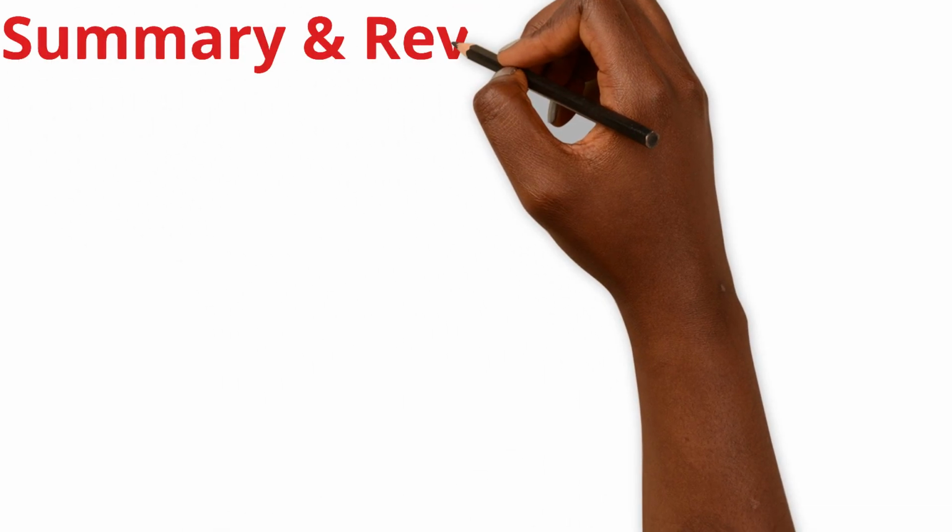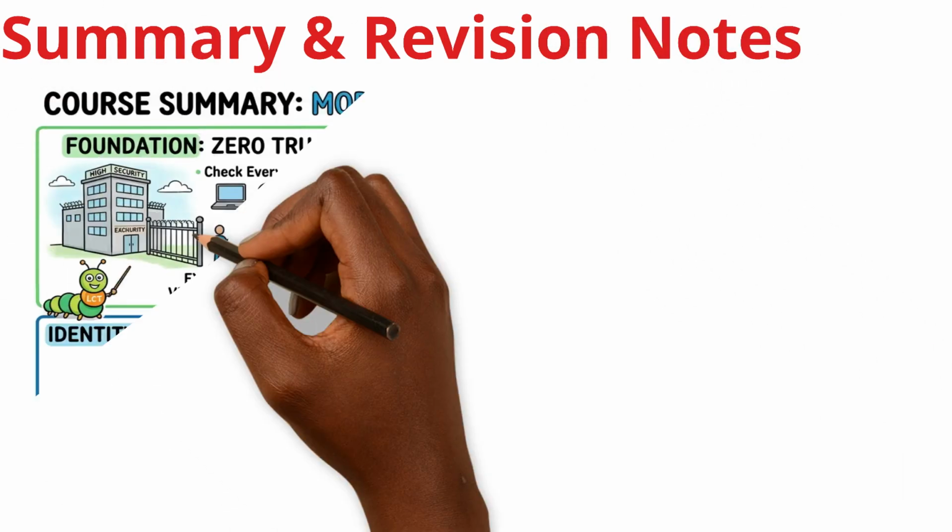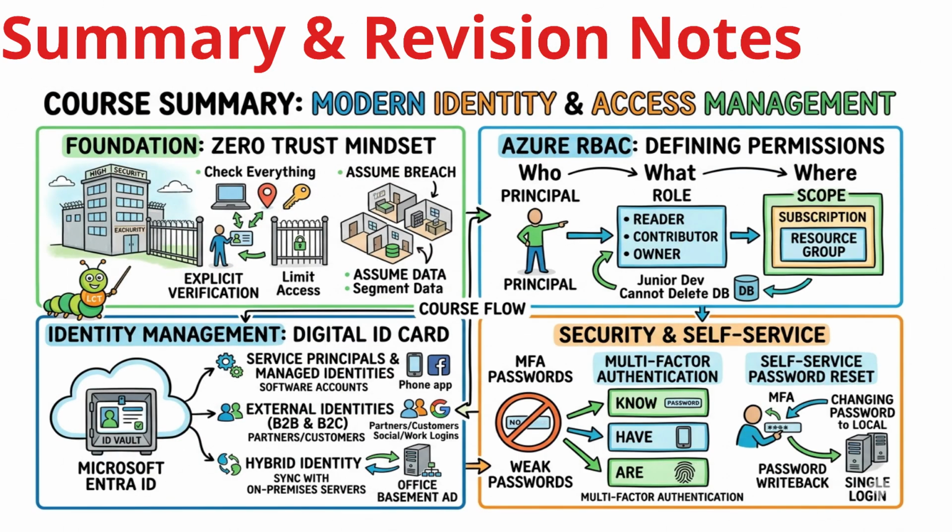In this course, we explored how modern organizations shifted from physical offices to the cloud, making traditional firewalls insufficient. We established that staying safe required a zero-trust mindset, which treated every access request as a potential threat by verifying explicitly, limiting access, and assuming a breach had already occurred. We then examined Azure RBAC, the mechanical process used to connect a principal to a specific role at a defined scope, to ensure precise permissions.